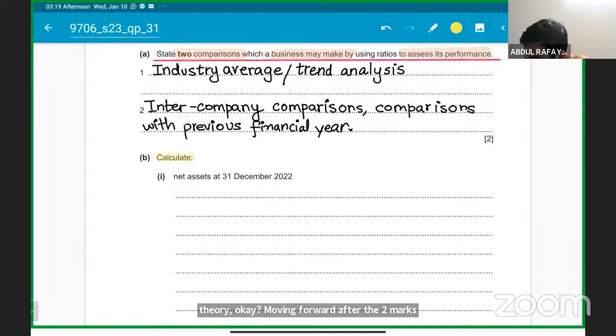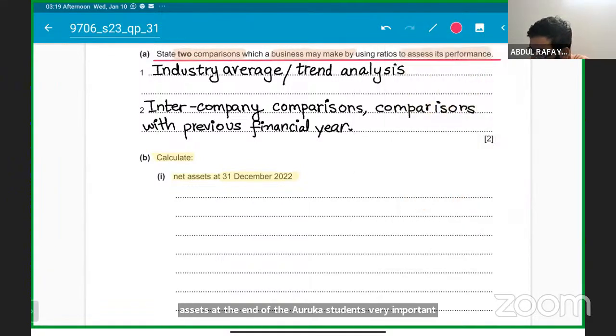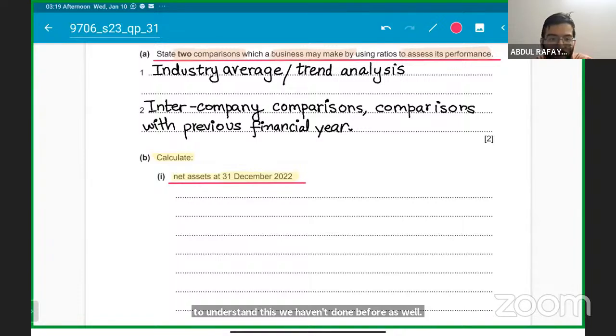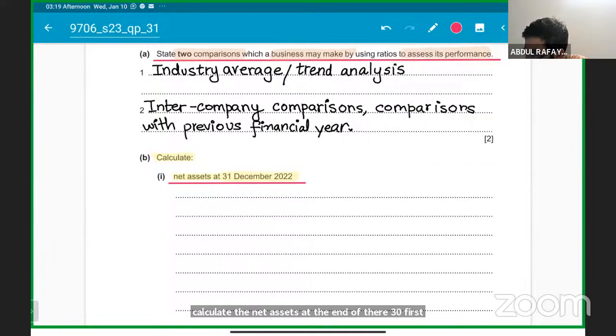Moving forward after the 2 marks theory, you have to calculate the net assets at the end of the year. Okay, students, very important to understand. This we haven't done before as well. How do you calculate the net assets at the end of the year, 31st December 2022? First thing is you need to know what is the formula.